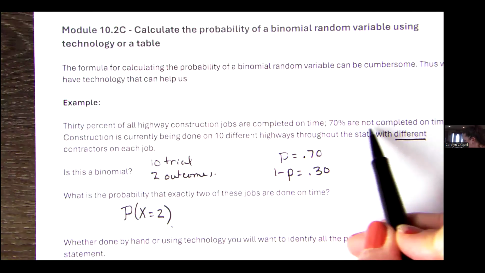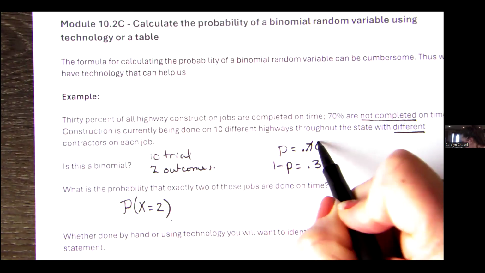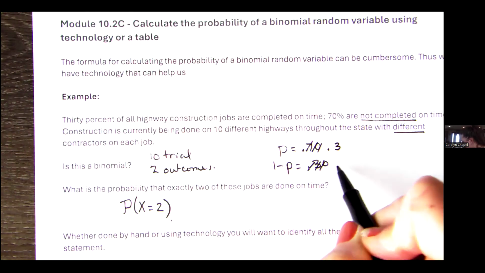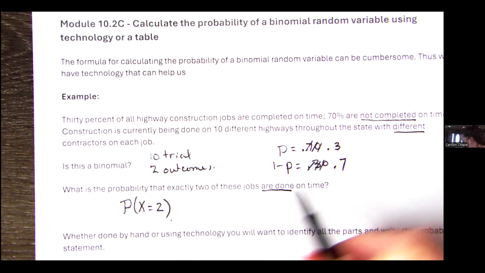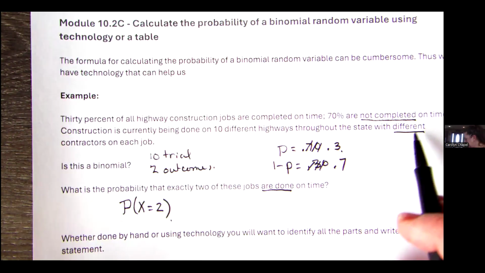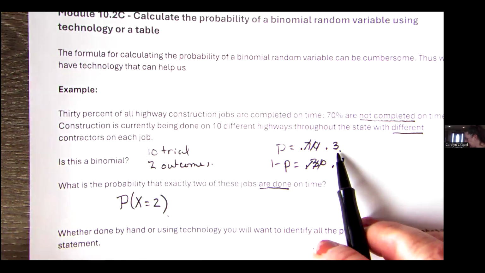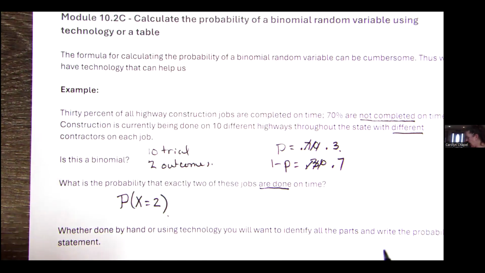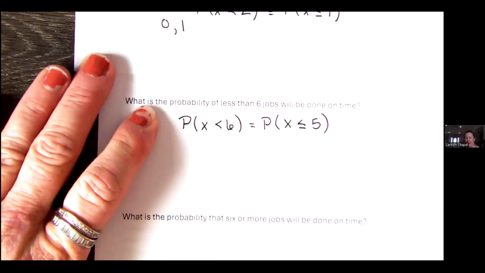One thing I have to change, though, I just realized that 70% are not completed on time. So my success is actually a 0.3. Having them done on time is a 0.3, not a 0.7. 70% are not completed on time, so 30% are completed on time, and we're looking at are completed on time. Okay, so I'm going to make sure to put that 0.3 in there.